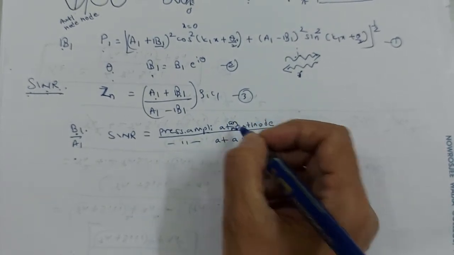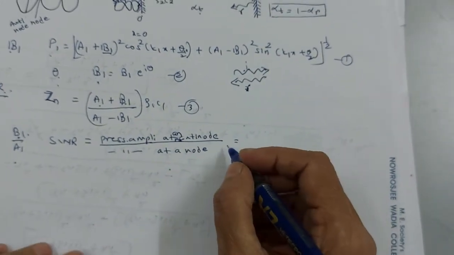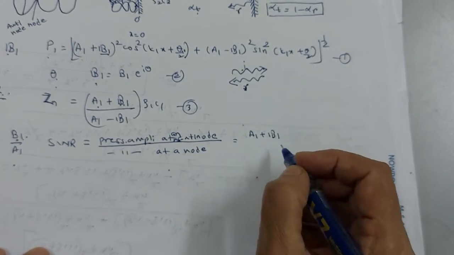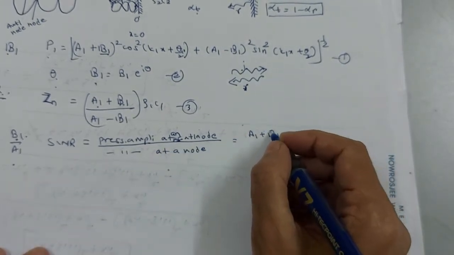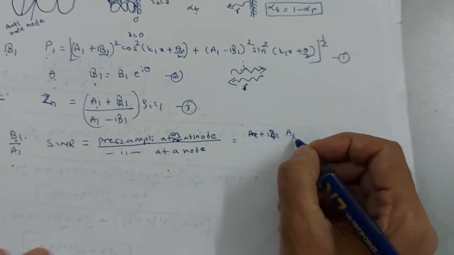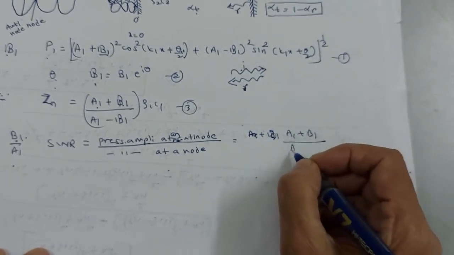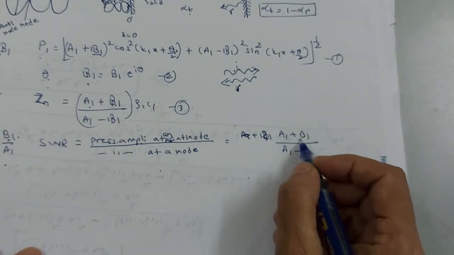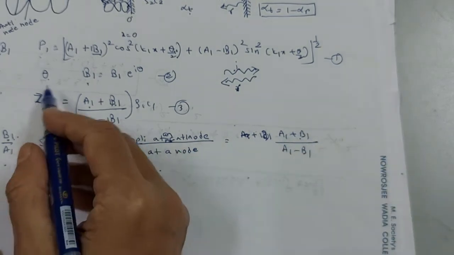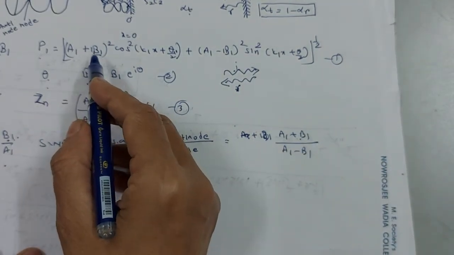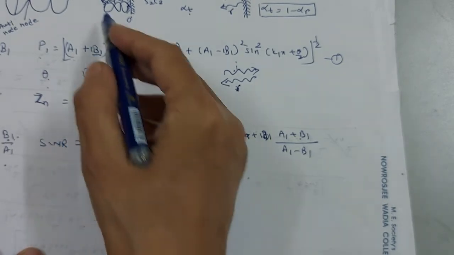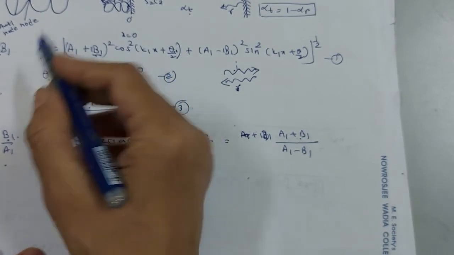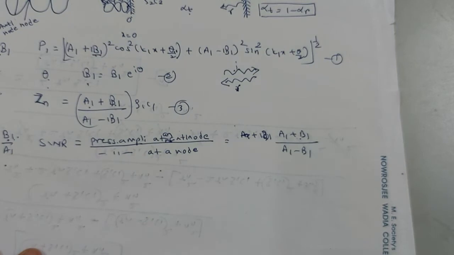Here I should say at an antinode. So what is the value at the antinode? The antinode will be A1 plus B1. But as I am writing magnitude, I will not write the complex value. I'll write A1 plus B1 divided by A1 minus B1. The reason for writing normal B1 is that I need magnitude. The reason I wrote complex B1 earlier is that the wave is hitting and then reflecting back, and pressure, being a scalar quantity, we write in the complex pattern. Fine.